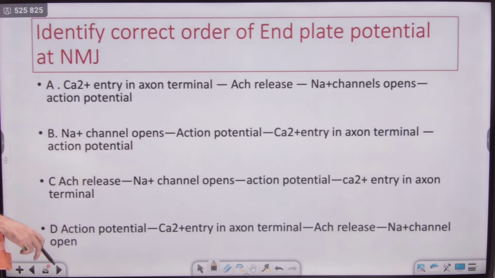Now identify the correct order of end plate potential at NM junction. Calcium entry in axon terminal, acetylcholine release. Sodium channels open, action potential. Calcium entry, action potential. Acetylcholine release, sodium channels open, action potential. So you can see here the sequence: calcium entry in axon, then acetylcholine release, then sodium will open, and action potential will be in the muscle.